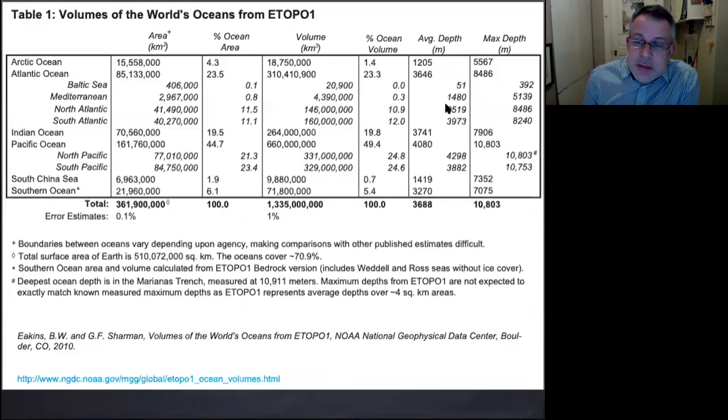This is some helpful data for you. This is just the volume of all the world's oceans based on a particular mapping system called eTopo. These are some helpful numbers to have. You can come back to this later.